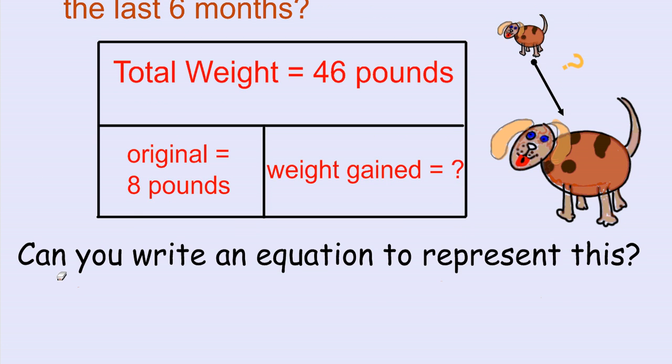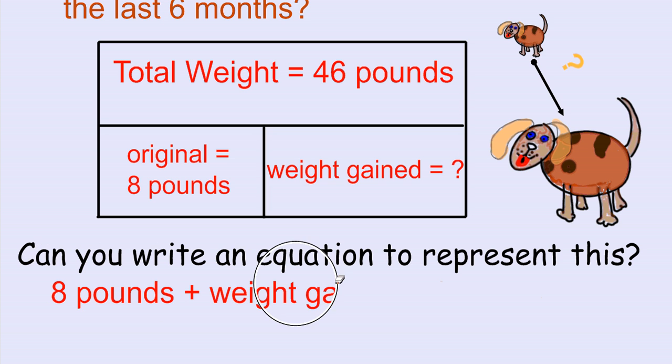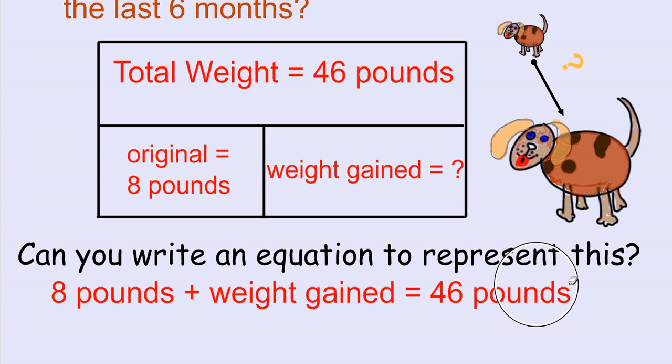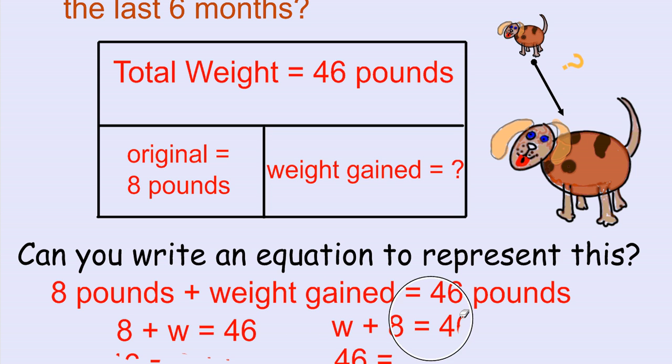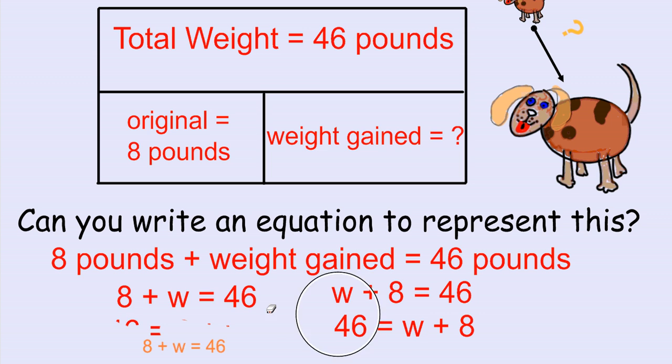If we use the complete word form, you might have put 8 pounds plus the weight gained is equal to 46 pounds. Okay? And if we tried to simplify this just a little bit, we would say that 8 plus W for weight is equal to 46. Can you write it another way? That's right. You could also write W plus 8 equals 46. Or you could write 46 equals W plus 8.